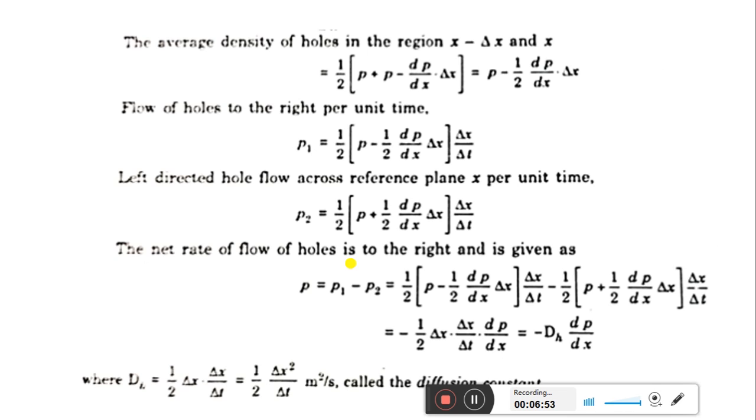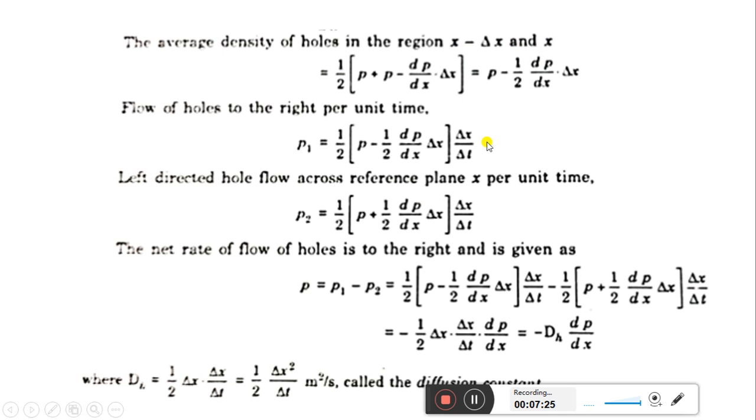We have to find out the average density of holes in this region. As we know, to calculate a simple average between 2 points, we just take half of the sum of that value between the 2 points. So here we assume that at the reference plane one point is x and one point is x minus delta x.